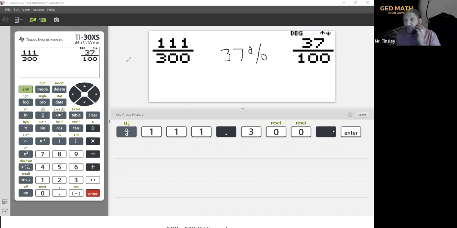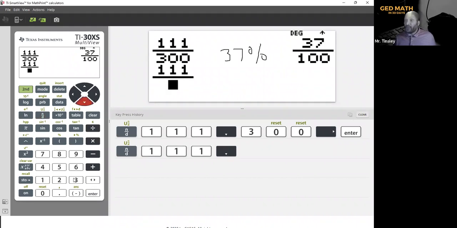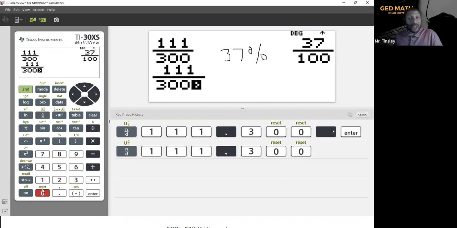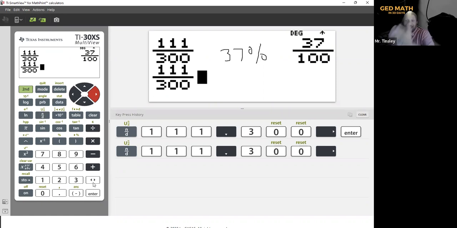So, okay, well, what did you do? I didn't know 111 was going to convert to 37 over 100. So what I did was I said, okay, ND, 111 over 300. And since I know I want to change it to a percent, I want to see a decimal first. So I'm going to hit my right arrow. My toggle button goes between changing something from a fraction to a decimal and back and forth. You should know that by now, how to use that key. It's your toggle button. So I'm going to hit that toggle button. I'm going to press enter.